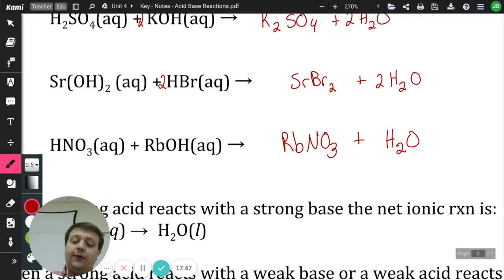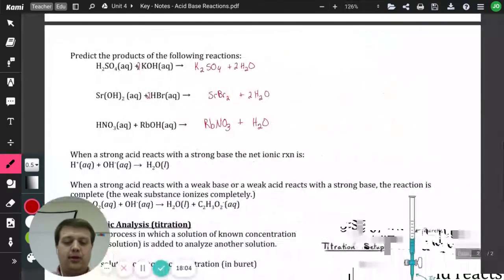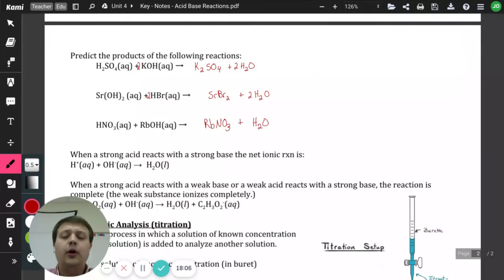All right, and then if you did the HNO3 plus the RbOH, we're going to produce RbNO3, again +1, -1 charges, they cancel out, plus H2O. It is already balanced, so we did not need any coefficients. All right. So moving on.